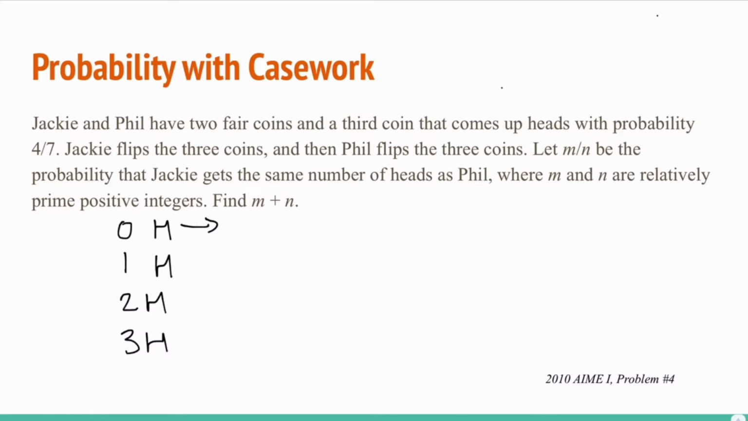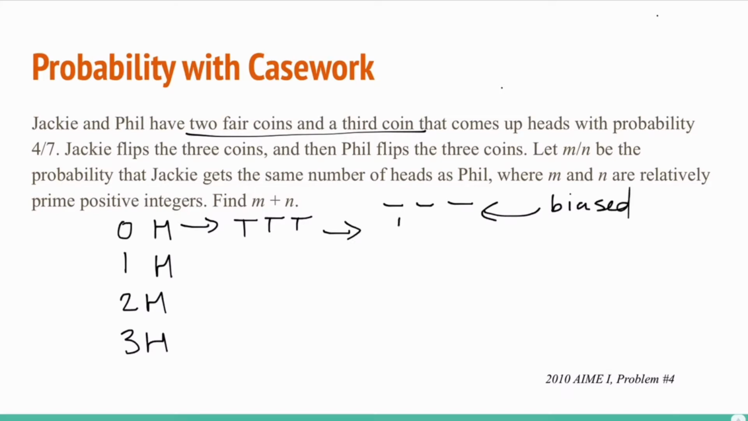Also, let's assign for any configuration the third coin is the biased coin, since it said we have 2 fair coins and a third coin. So, for 0 heads, there is only one way that is possible, and this is going to be TTT. And the probability of this is half times 3/7. And we need to square it since both of them have to get the same value.